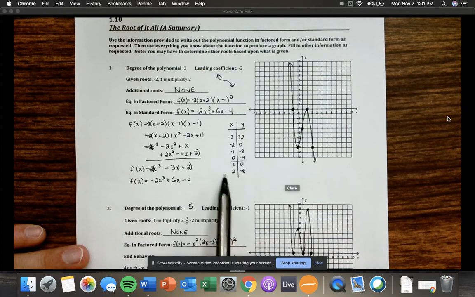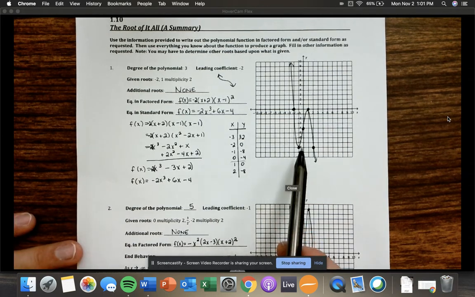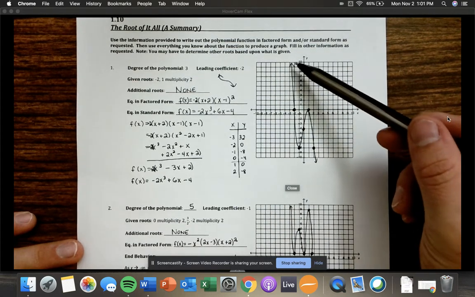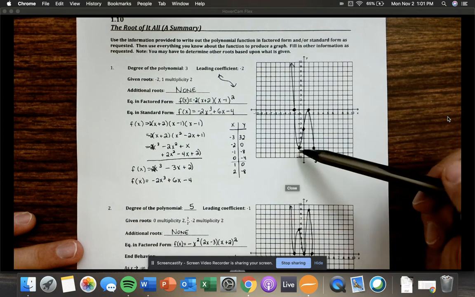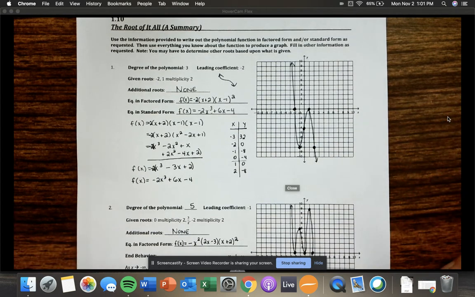Just some extra points. We want enough to where we're going to get an accurate graph. We can plot all those out, and then we just connect the end behaviors through all of our points to the next end behavior. So let's keep going.